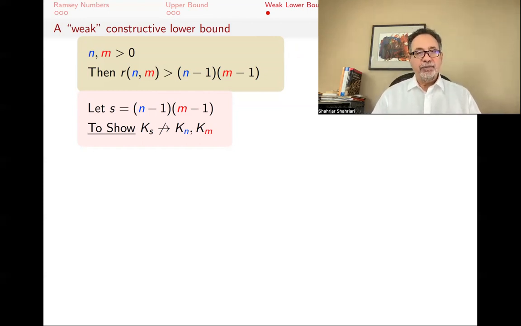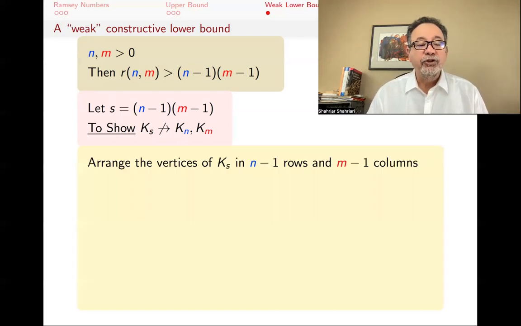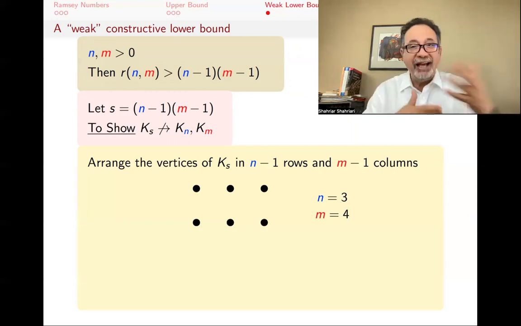And the most obvious thing to do is a construction. So come up with an example to show that. And in this case, we can. S is (n minus 1) times (m minus 1). So I'm going to arrange the vertices in a rectangle with n minus 1 rows and m minus 1 columns. In this diagram, I've shown the case when n is 3, so there are 2 rows, and m is 4, so there are 3 columns. This is going to be my Ks. Now I've got to connect all the edges and color them.